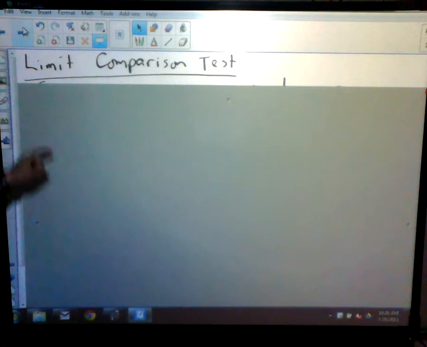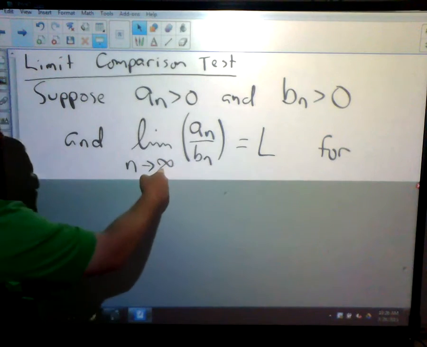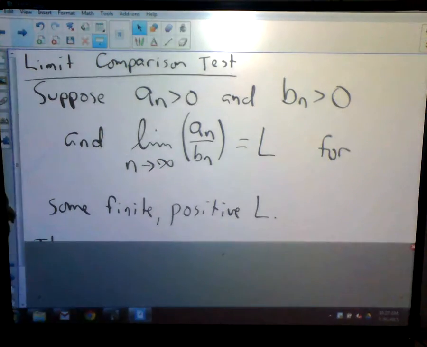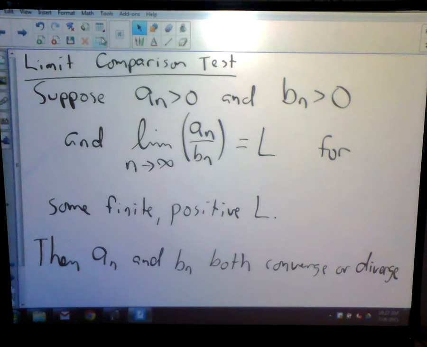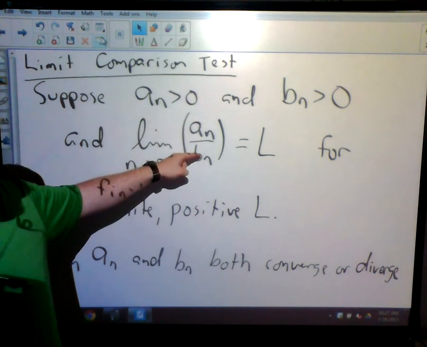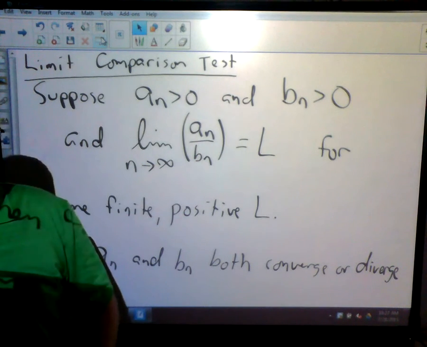Pay attention to the wording here. I'm going to do one of them divided by the other and take an infinite limit. If that gives me a number, they both either converge or they both diverge. So I'm going to pick something I know, divide it by the problem that I have. If that gives me a number, then they both converge or both diverge.